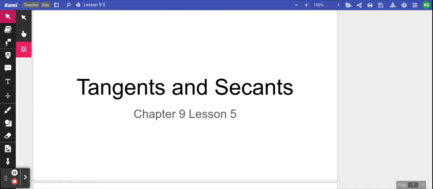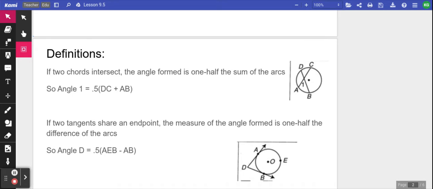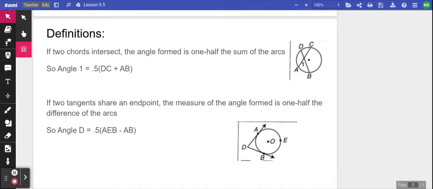Chapter 9, Lesson 5, Tangents and Secants. So we're continuing our work with circles here. From Chapter 9, earlier lessons, we talked about chords. And so we know that chords are a line segment going through the circle, but not necessarily landing on the center line.